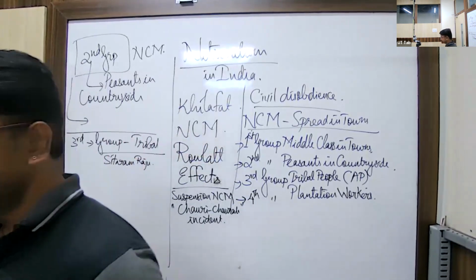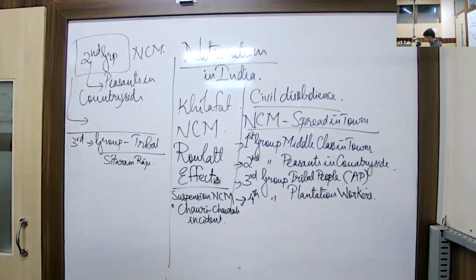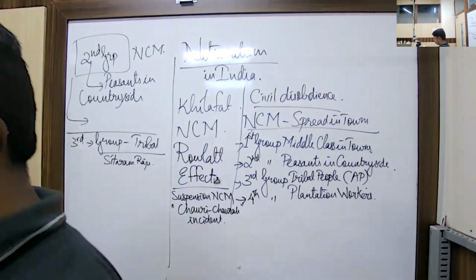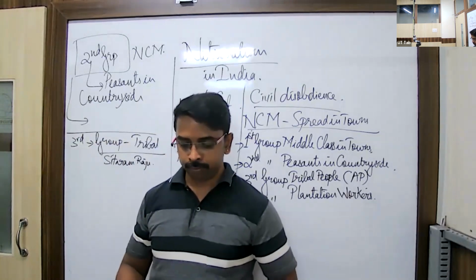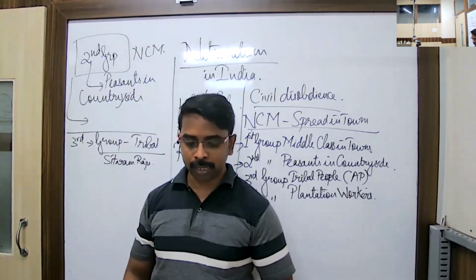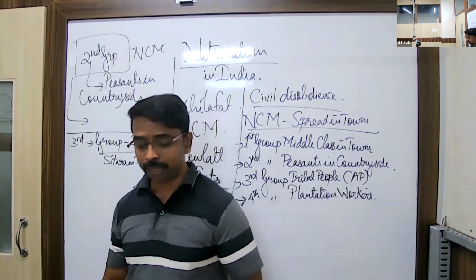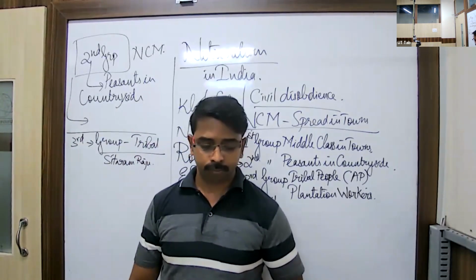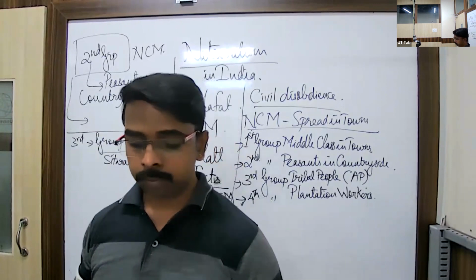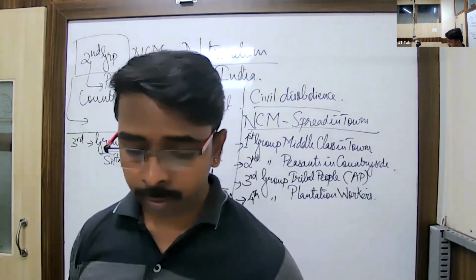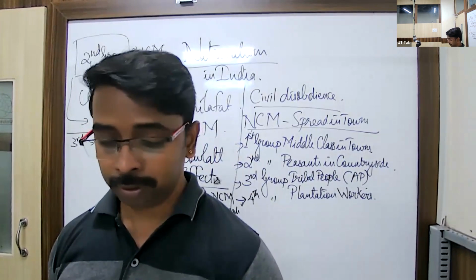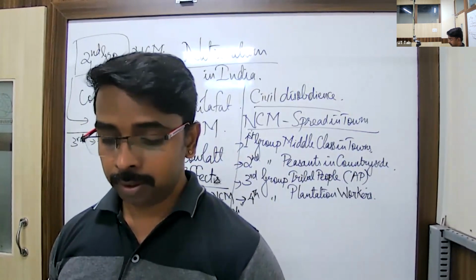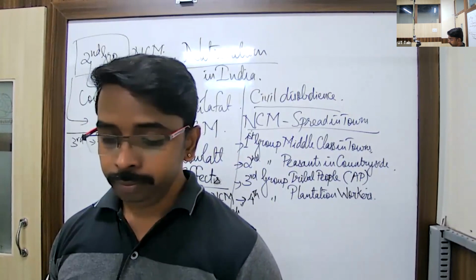Let's see. This is the first one. Next point, under the Inland Immigration Act of 1859, plantation workers were not permitted to leave the tea gardens without permission, and in fact they were rarely given such permission.